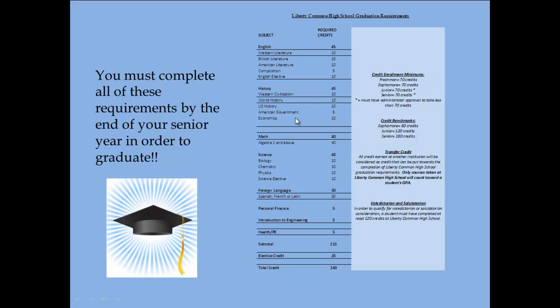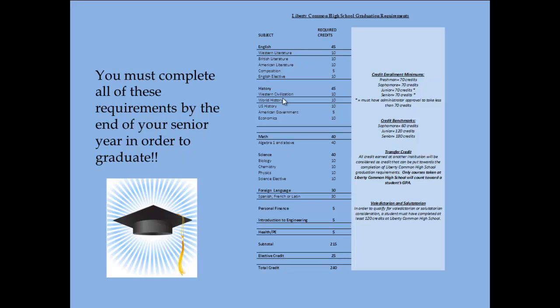In 9th grade, you'll have economics and Western civilization, so you'll knock 20 of those credits out in 9th grade. Then you'll go on to world history in 10th grade, U.S. history as a junior, and American government generally would be a senior year course. For math, you need 40 credits of math in order to graduate, so you'll stay in math all 4 years that you're in high school in order to meet that requirement.